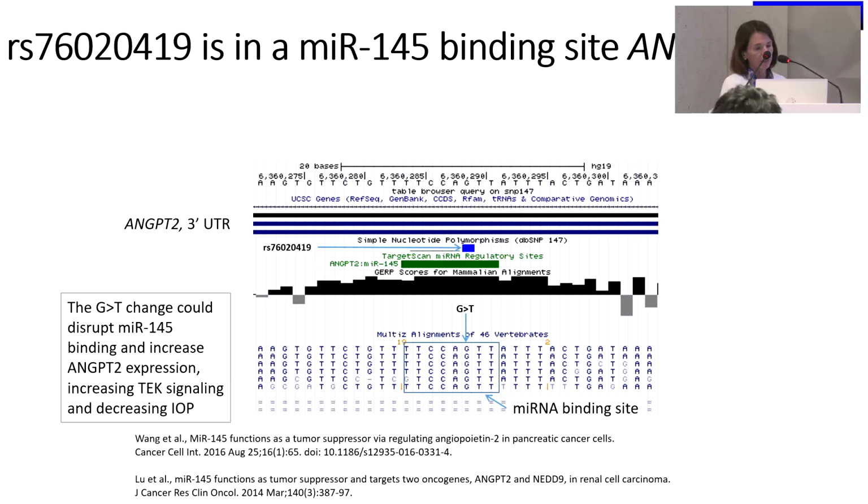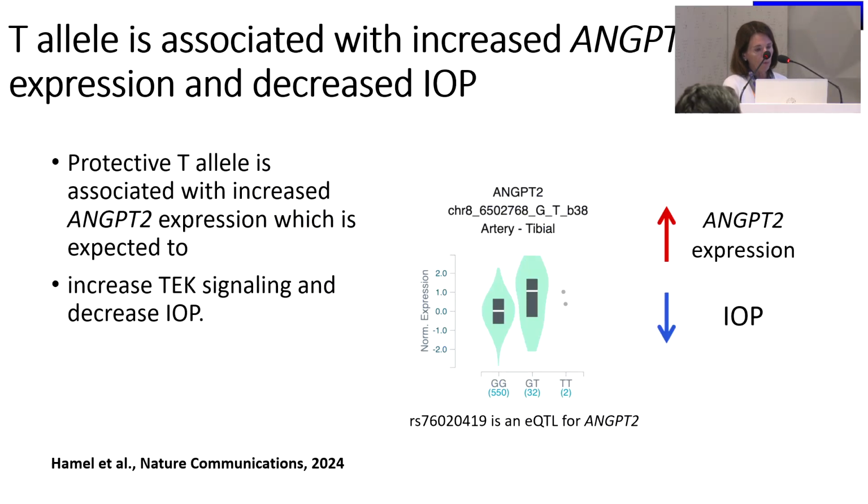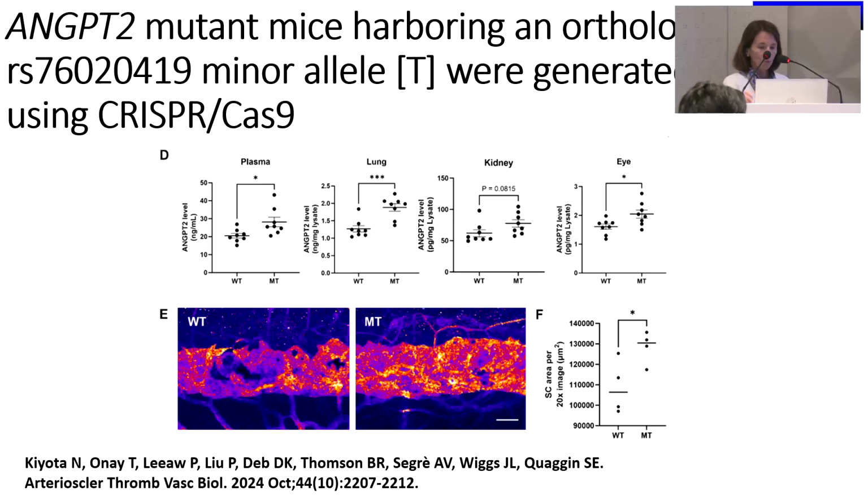Now, what's interesting about this SNP is that it lands in a microRNA binding site. And so this change from the G to T at this SNP could actually disrupt binding of the microRNA to the 3' untranslated region of angiopoietin-2, which would then increase expression of angiopoietin-2 because binding of the microRNAs can depress expression. And in fact, what we found is that the protective allele is associated with increased expression of angiopoietin-2 and decreased intraocular pressure.